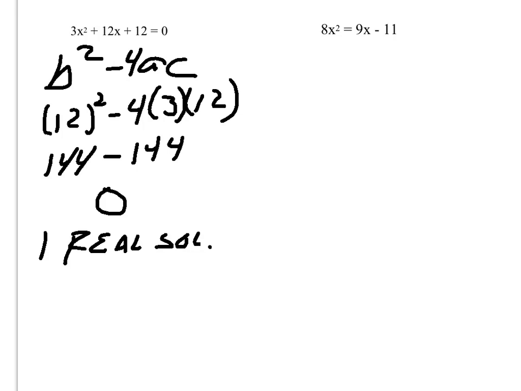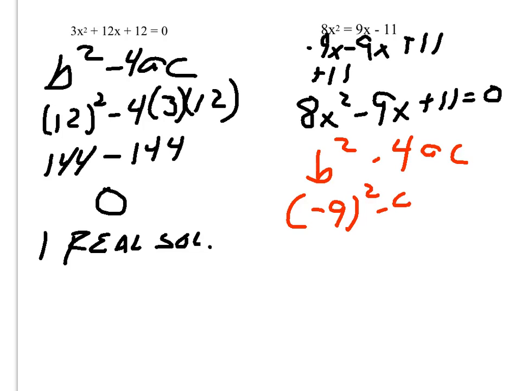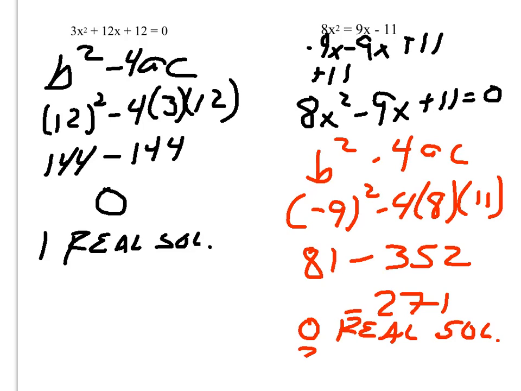There is one more here that we can do real quickly. Again, set it equal to 0 first, so subtract the 9x over to the other side, and add that 11 over to the other side. So we'd have 8x squared minus 9x plus 11 equals 0. Now we can plug into that b squared minus 4ac. So we have negative 9 squared minus 4 times 8 times 11. So here we would have positive 81 minus 352, and that will give us negative 271. Since we have a negative discriminant, that means we will have 0 real solutions, but we will have 2 imaginary solutions.